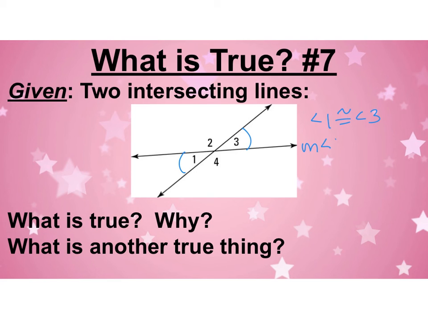I could say the measure of angle 1 equals the measure of angle 3. And the reason is VAT, vertical angle theorem. I could also say that angle 2 is congruent to angle 4, and the reason would also be VAT. We're going to see vertical angles a lot. They are going to be your friends because you're going to set them equal to each other.